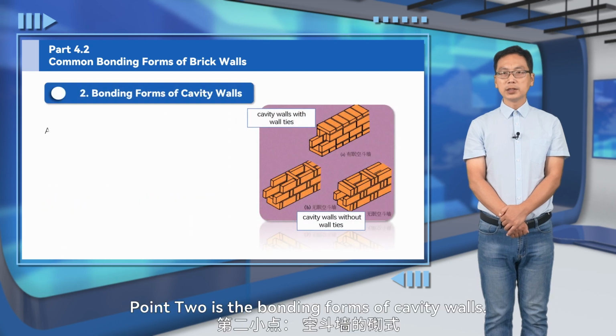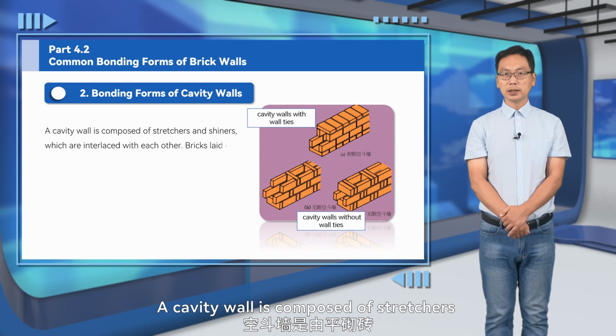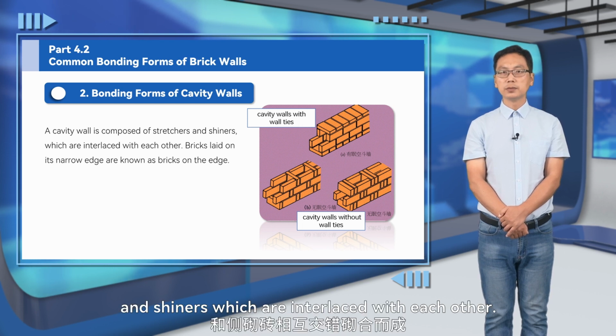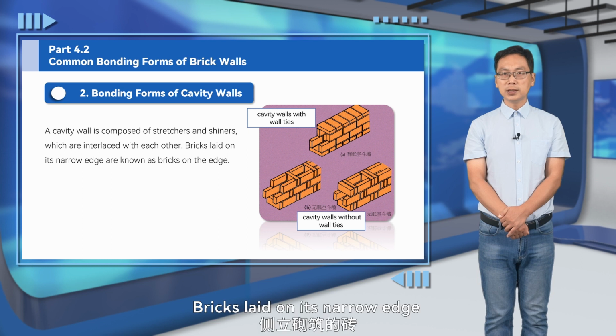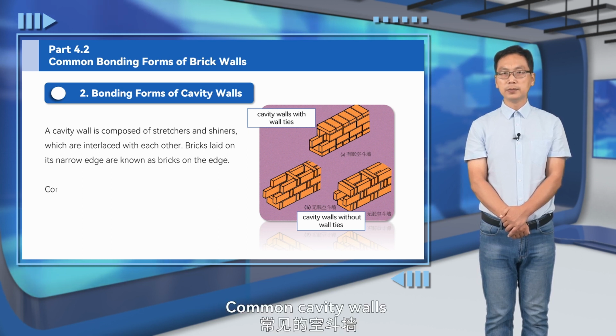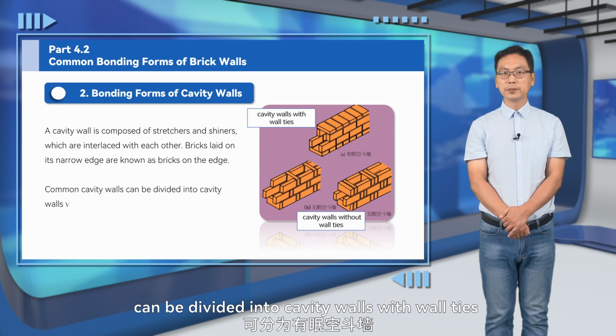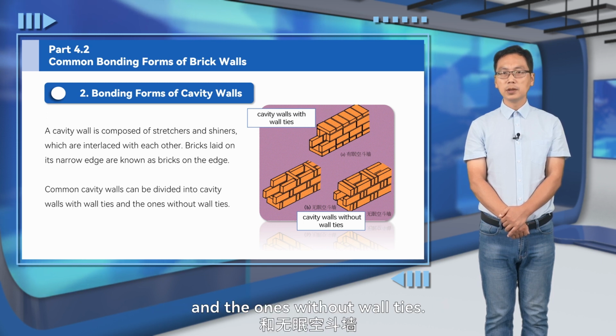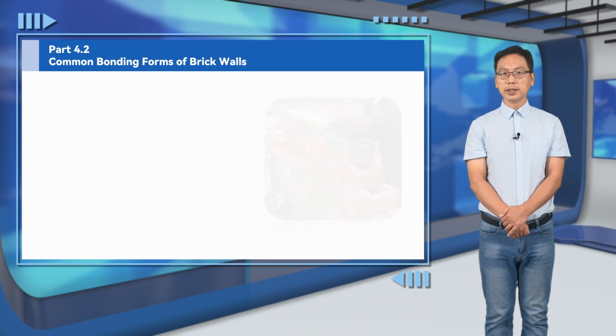Point 2 is the bonding forms of cavity walls. A cavity wall is composed of stretchers and shiners which are interlaced with each other. Bricks laid on its narrow edge are known as bricks on edge. Common cavity walls can be divided into cavity walls with wall ties and the ones without wall ties.